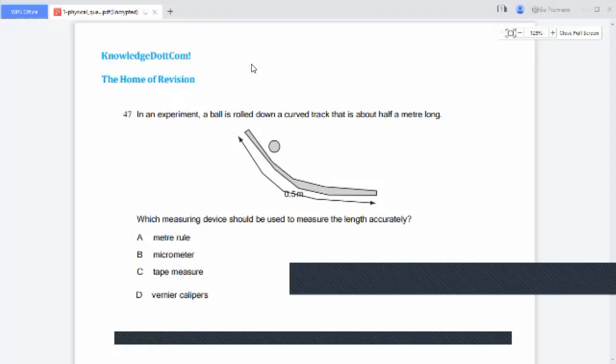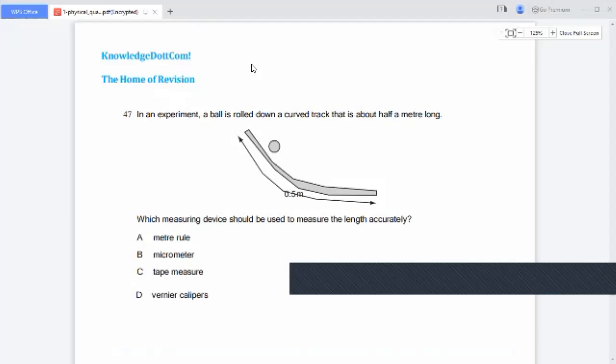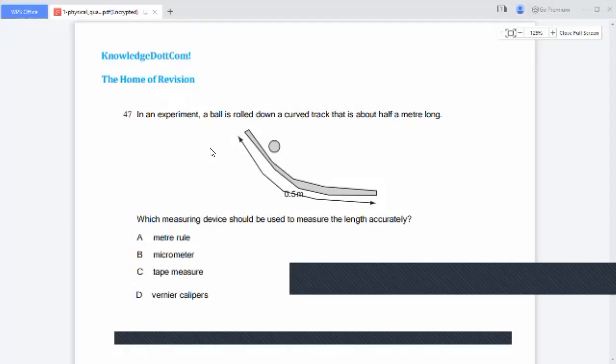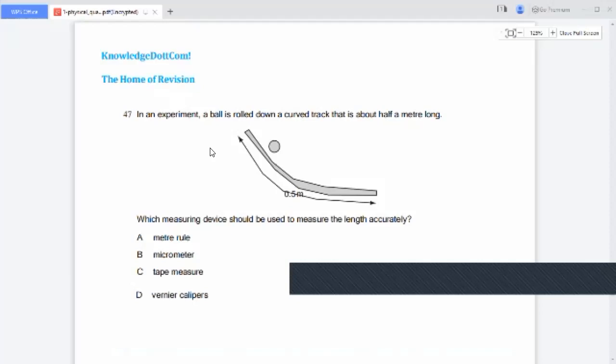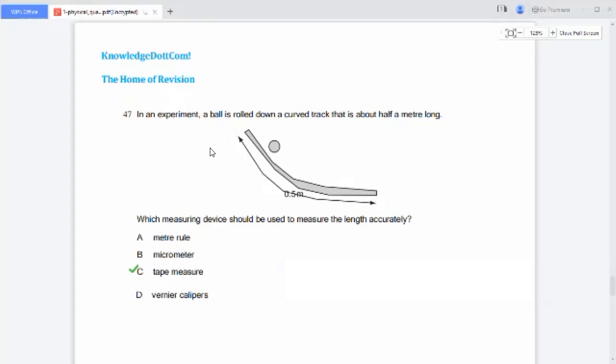Number 47. In an experiment, a ball is rolled down a curved track that is about half a meter long. Which measuring device should be used to measure the length accurately? For length we know it's half of a meter, so we can use a meter rule, and a measuring tape. Actually for the curved path, a measuring tape is a better option than a meter rule.